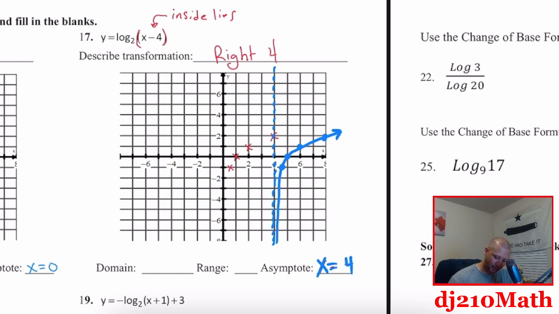Domain is from the asymptote towards infinity, with parentheses. Range, all real numbers, or negative infinity to infinity.